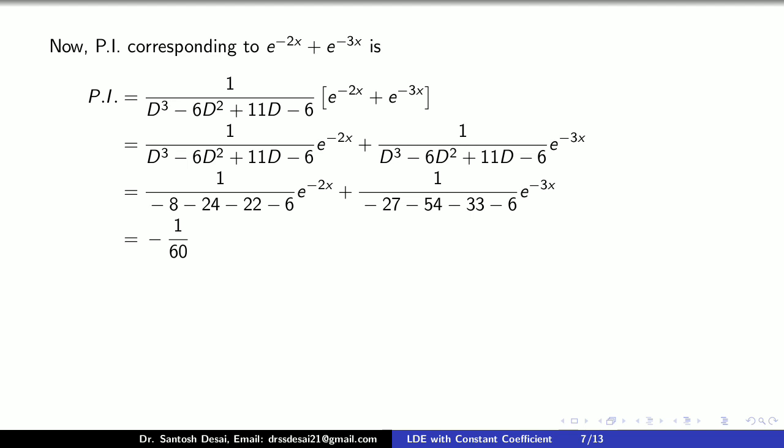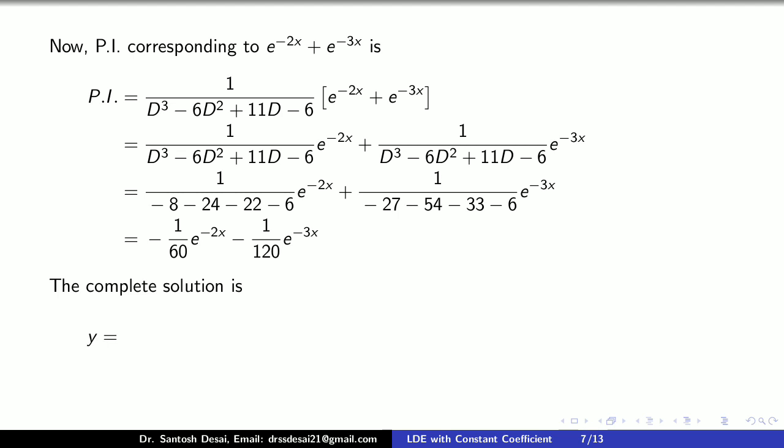So minus 1 by 60 into e raised to minus 2x, which is non-zero, plus again simplifying here we get minus 1 upon 120 into e raised to minus 3x. Now both the denominators are non-zero, so therefore this is the final particular integral, and therefore the complete solution is nothing but CF plus PI.